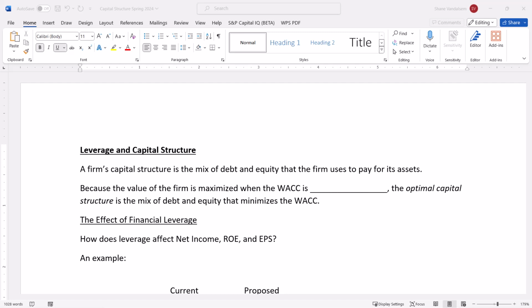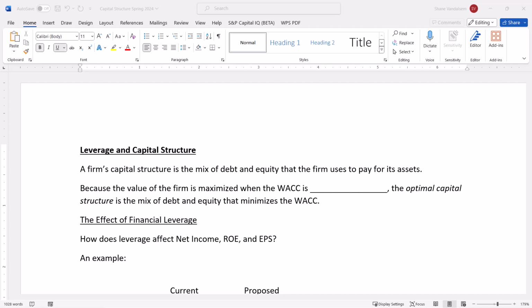In this video, I'm going to talk about leveraging capital structure for a firm. A firm's capital structure is the mix of debt and equity that the firm uses to pay for its assets. If you think of the balance sheet of the firm, on one side we have the sources of capital, the debts the firm has taken out and the equity that it's issued. And those are used to pay for the assets on the other side of the balance sheet.